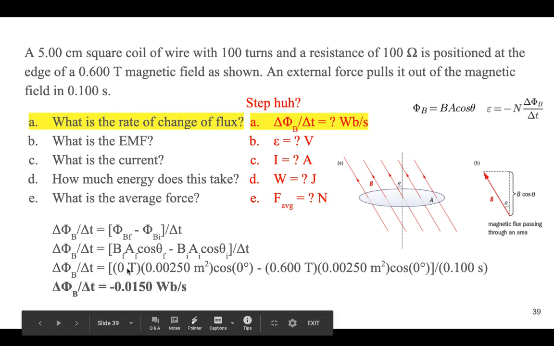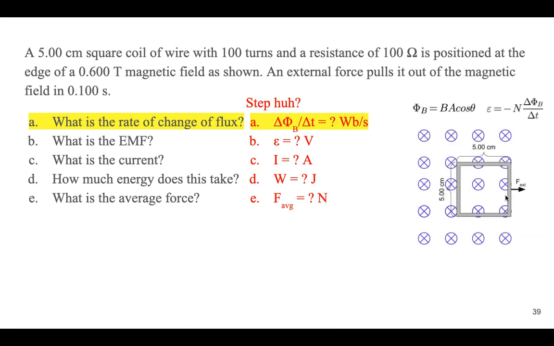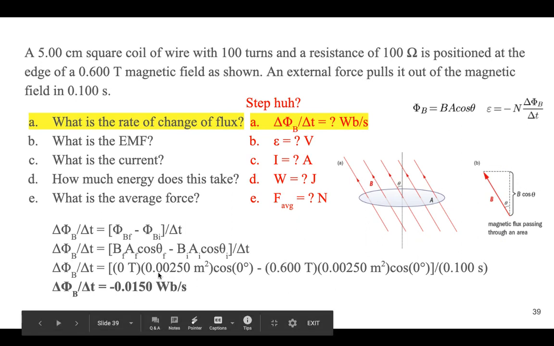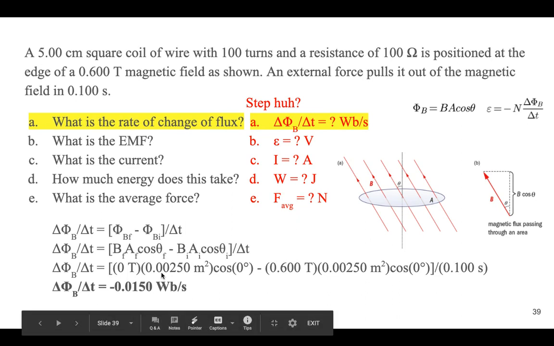So phi b final. We'll go back to the picture. When the loop is completely out of the magnetic field, the flux through the loop is 0. So phi b final in that case is going to be 0. The area, I just did the math separately. If it's 5 centimeters on each side, this square, well, that's 0.05 meters on each side. So square that, and you get 0.00250 meters squared.